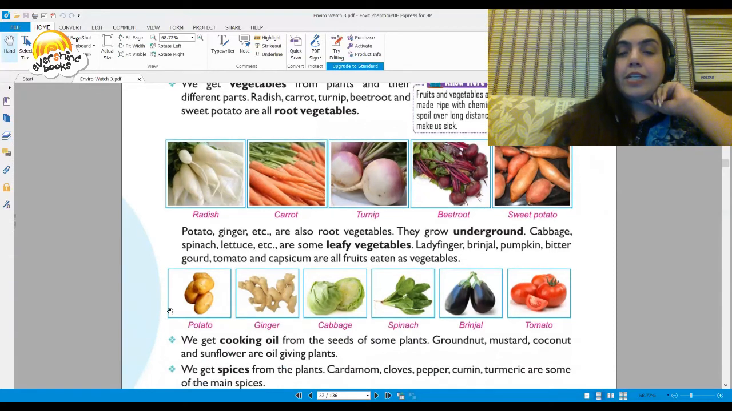So you can see here a photo of potato and ginger, which are root vegetables, cabbage and spinach, which are leafy vegetables, and brinjal and tomato, which are actually fruits eaten as vegetables.